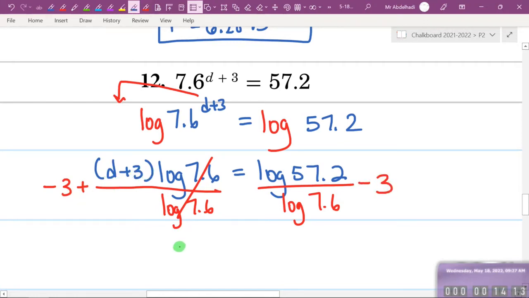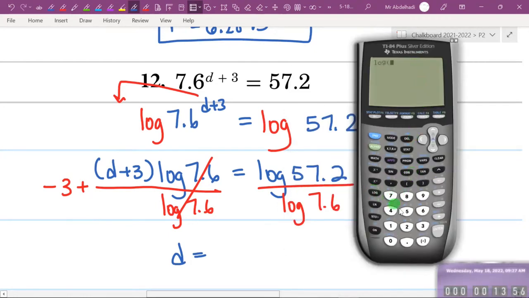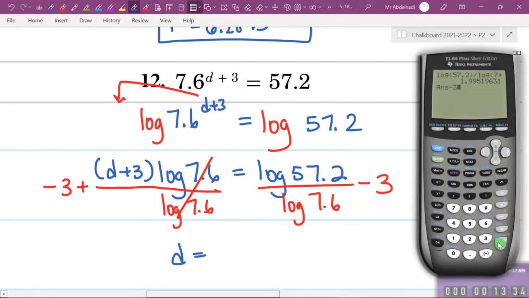I could have done it in 2 separate steps, but to save space, I did it in one step. Now I just have to take the calculator, find out what this is, and then subtract 3 from it. So grab the calculator, log of 57.2 divided by log of 7.6 equals that, and then subtract 3, right? We subtracted 3 from both sides. So what I'm getting is negative 1.0048, and that's that.